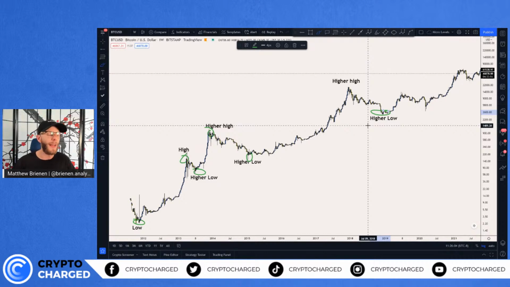And we always want to do that at a higher low. And if we don't get the opportunity for a higher low, we want to make sure that we're buying as far away from the high of that asset as humanly possible.